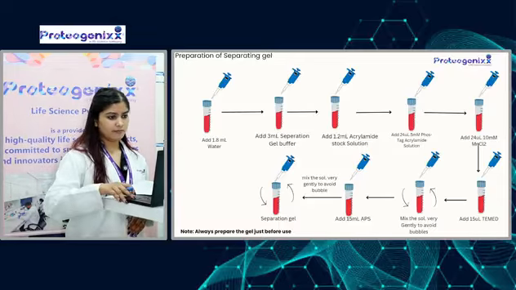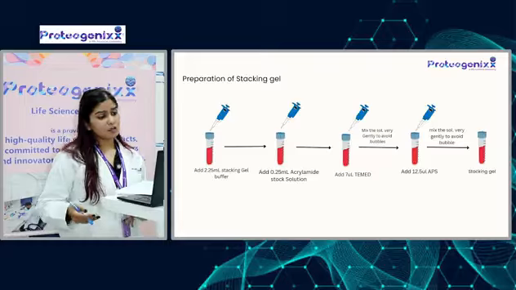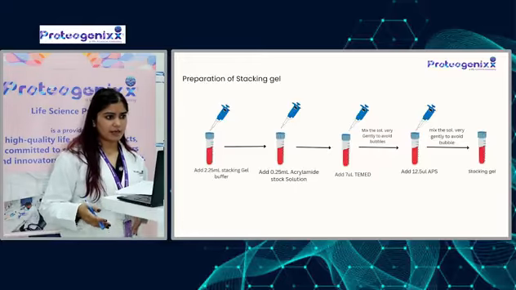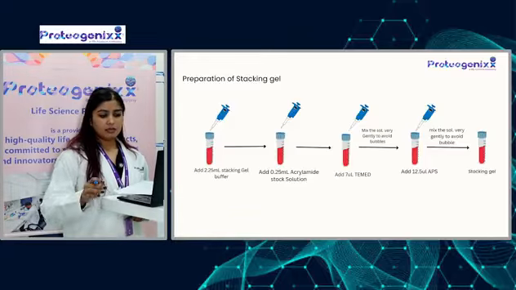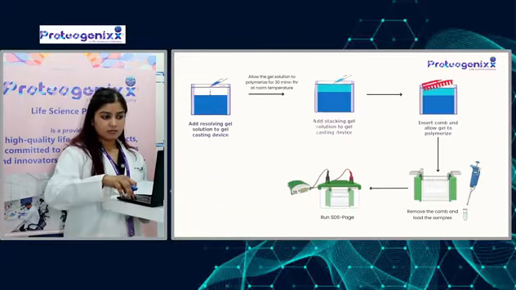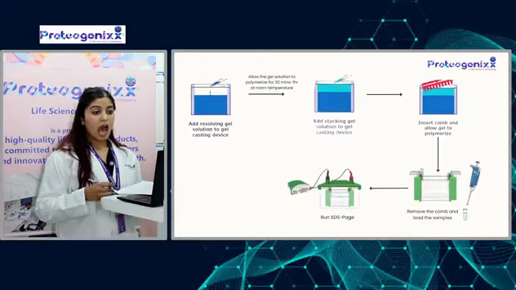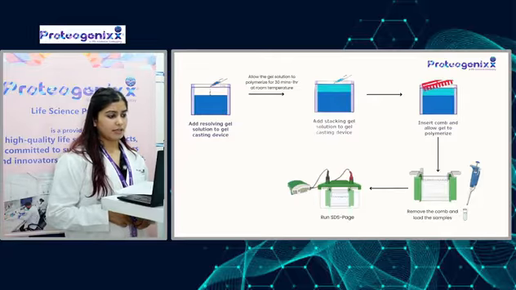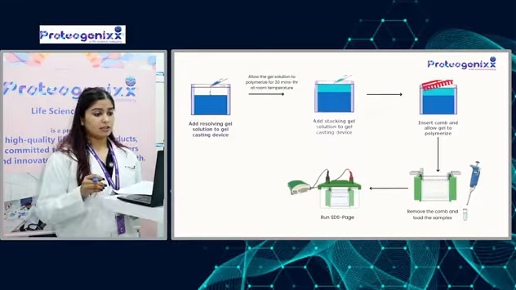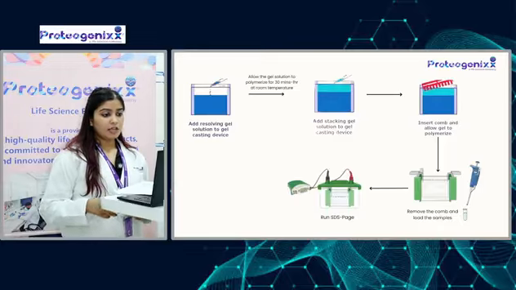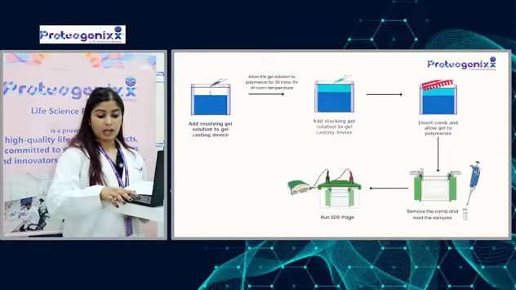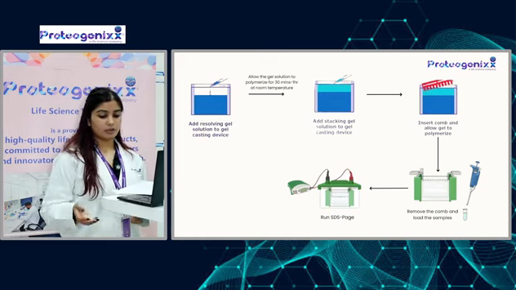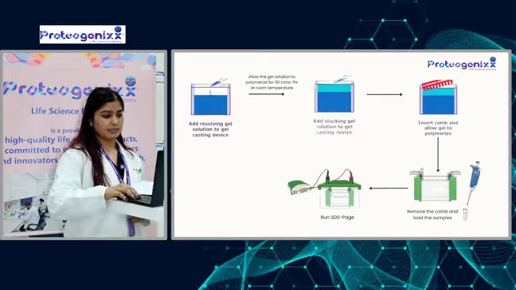Now the preparation of the stacking gel and the further process is similar to your conventional method. For the stacking gel, we add the stacking gel buffer, acrylamide solution, TEMED and APS, and then we mix it, avoiding any bubbles. After your separating gel has been polymerized, carefully add your stacking gel and insert the comb. Then we allow it to polymerize for at least 30 minutes to 1 hour, and after it is polymerized, we remove the comb, load the sample, and run the SDS-PAGE.